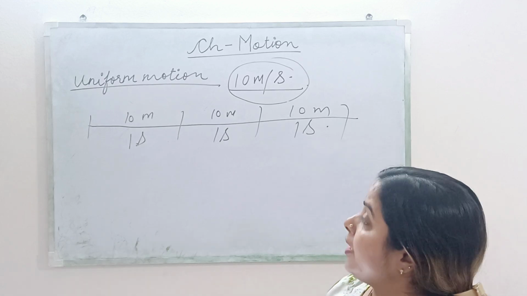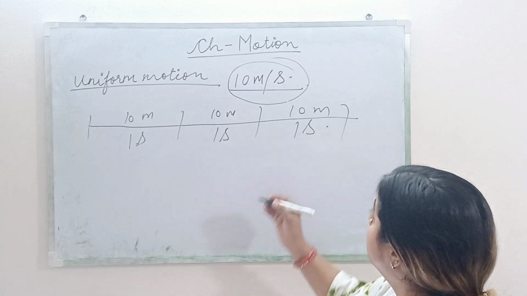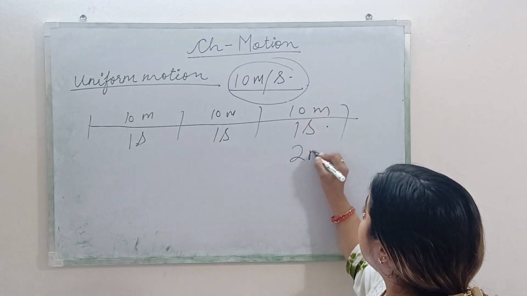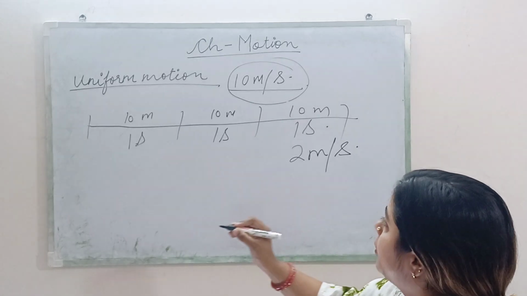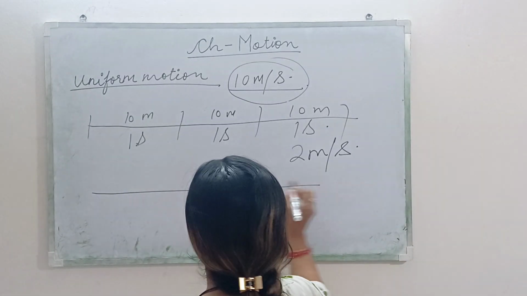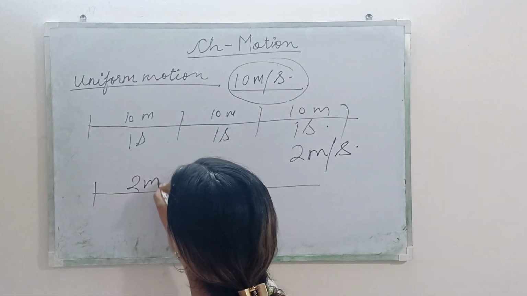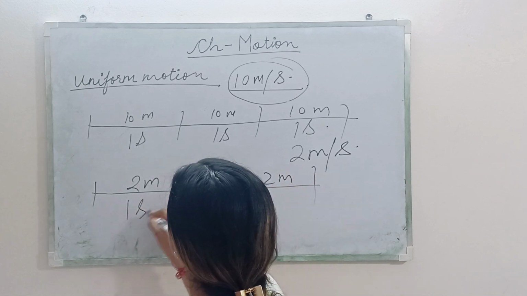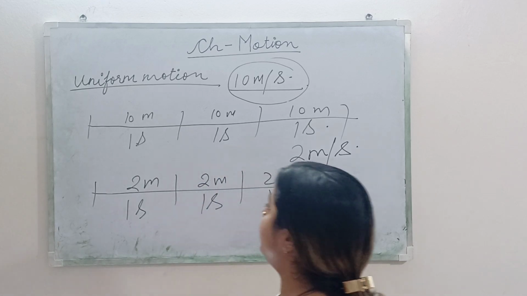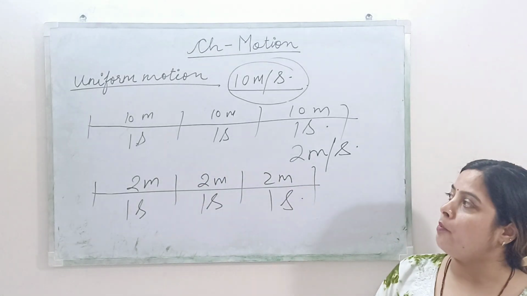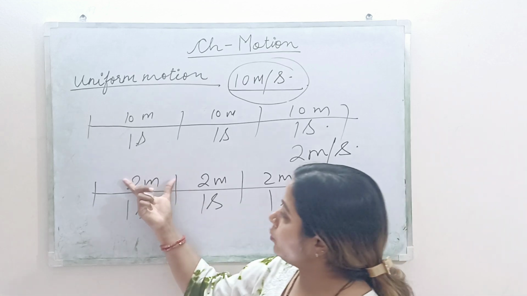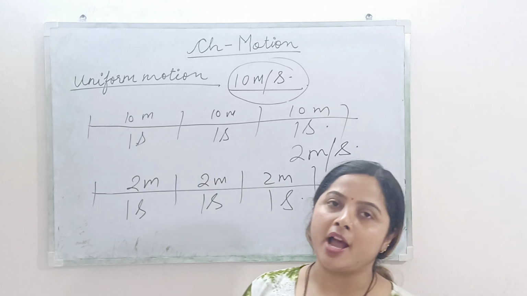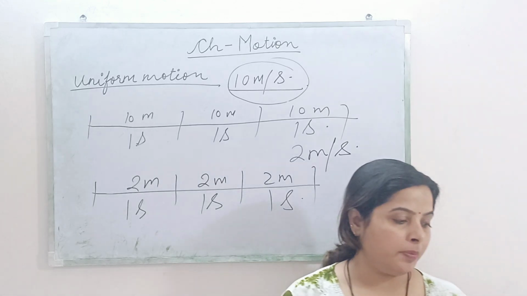Okay, if I take another example, if a body is traveling with a constant speed of 2 meter per second, so it means it is covering every 2 meter in each 1 second. Okay, so this is the meaning of uniform motion. If a body travels equal distances in equal interval of time, then the body is said to have a uniform motion. I hope it is clear to you.